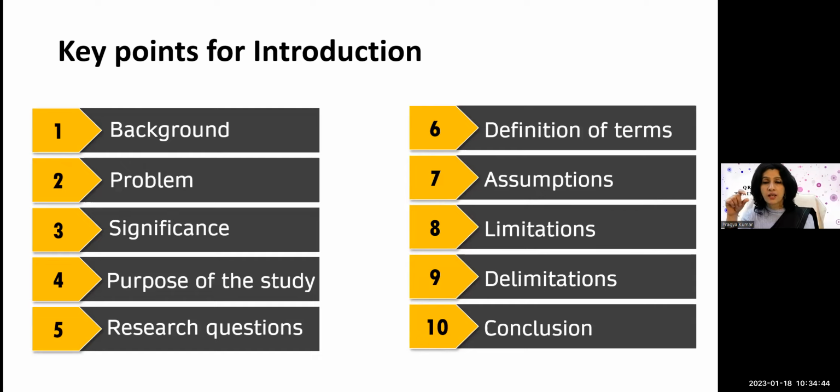So in this, we'll see all these 10 points that should be there in the introduction part of your research protocol. As we have discussed, a research protocol should have 3 sections. First section is the introduction. Second section is the review of literature. And third section is the methodology. So these 10 points we are discussing are only for the introduction.